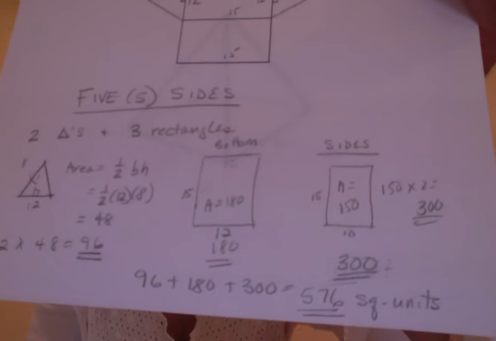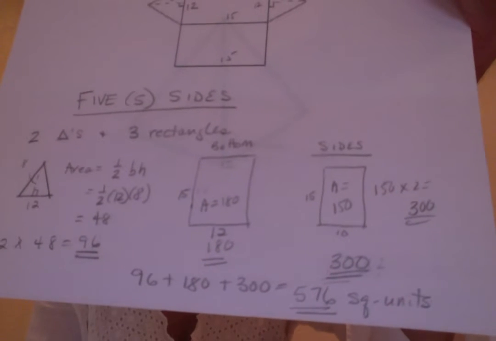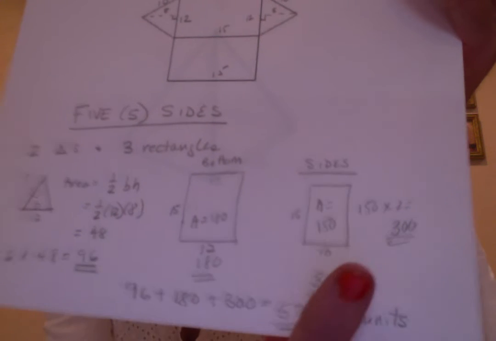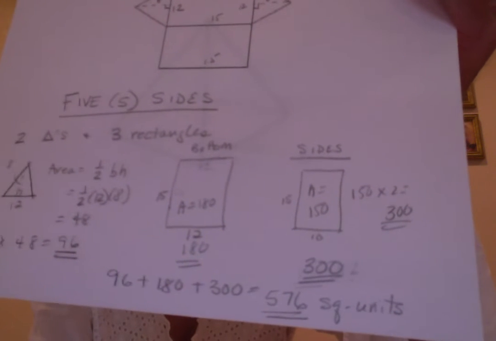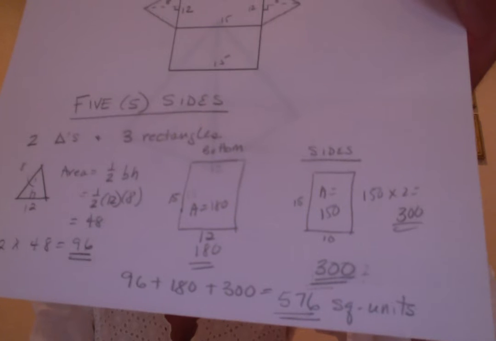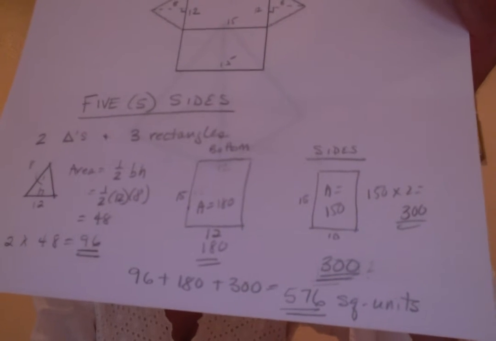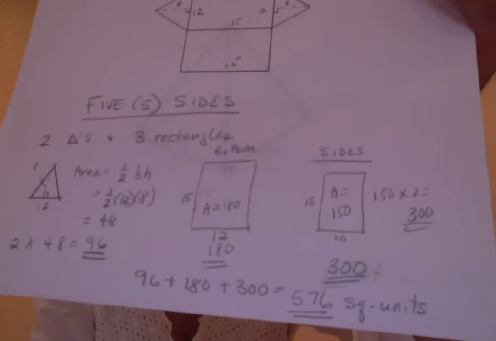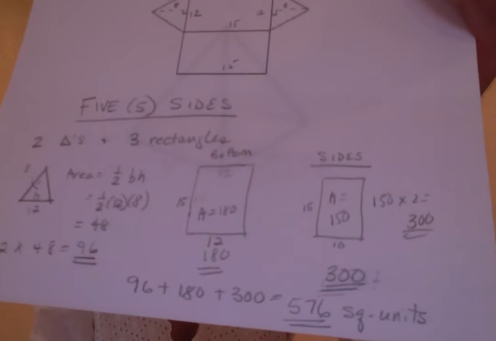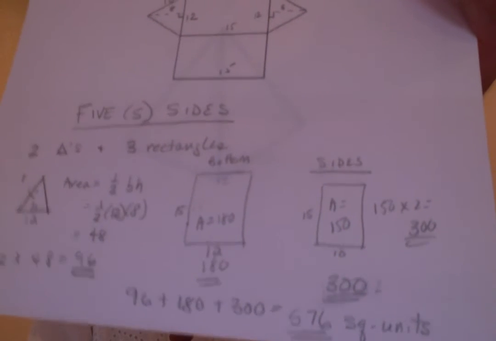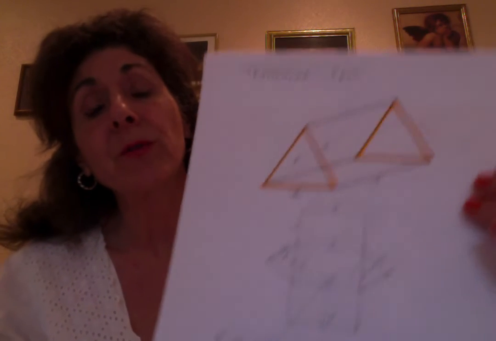The side rectangles, each measuring 10 by 15, give you an area of 150. 2 of those, that's a total of 300. And then the bottom, which measures 12 by 15, has an area of 180. When you add all those up, you get a total area of 576 square units. Okay, so that's what you're going to be doing today.